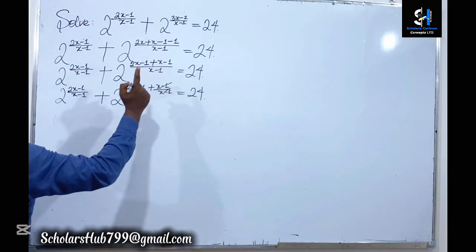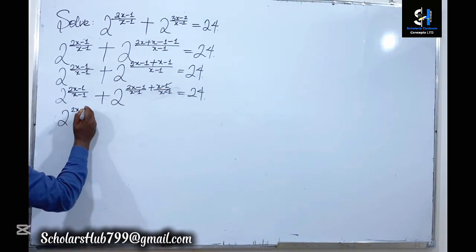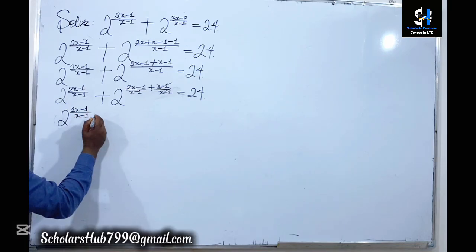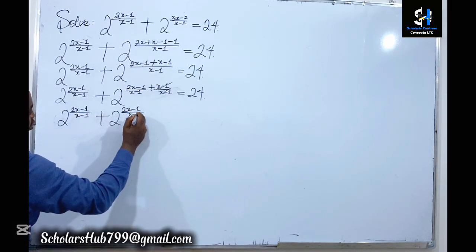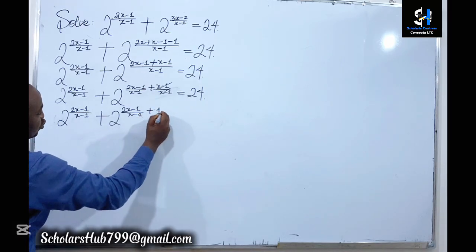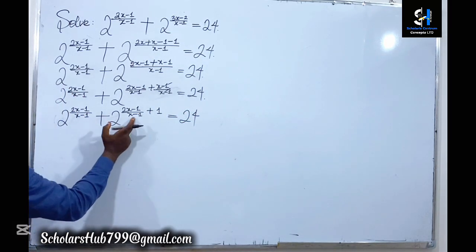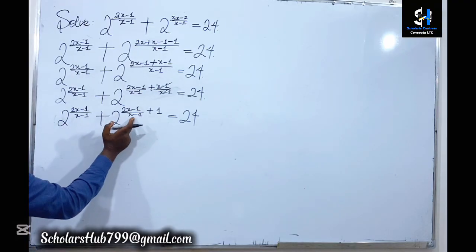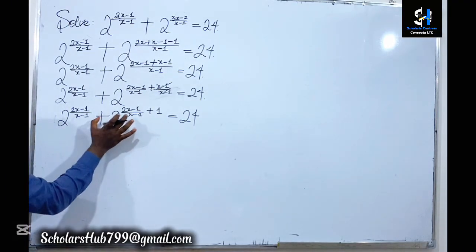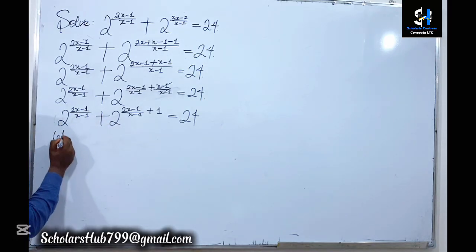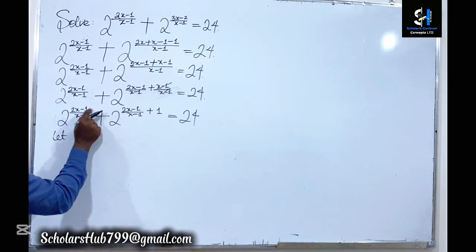So this will reduce to what? 1. So in this case, we have 2 raised to the power of (2x minus 1) over (x minus 1), plus 2 raised to the power of (2x minus 1) over (x minus 1), plus 1, equals 24. Now we can see that the fractional exponent of 2 in the second term and that of the first term are the same.